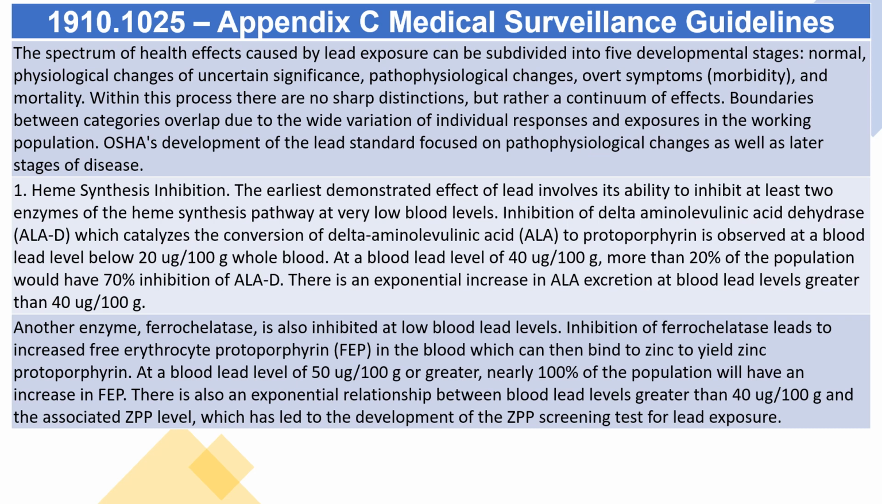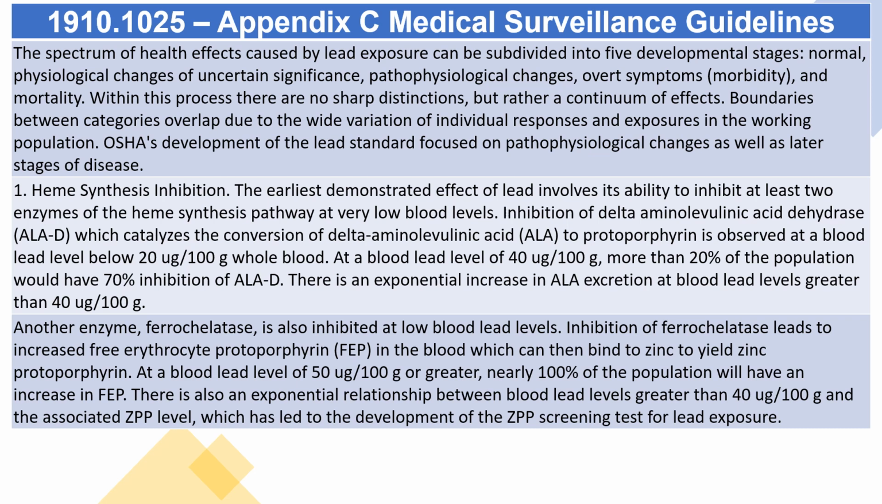The earliest demonstrated effect of lead involves its ability to inhibit at least two enzymes of the heme synthesis pathway at very low blood levels. Inhibition of delta-aminolevulinic acid dehydrase, ALAD, which catalyzes the conversion of delta-aminolevulinic acid, ALA, to protoporphyrin, is observed at a blood lead level below 20 µg/100 g whole blood.